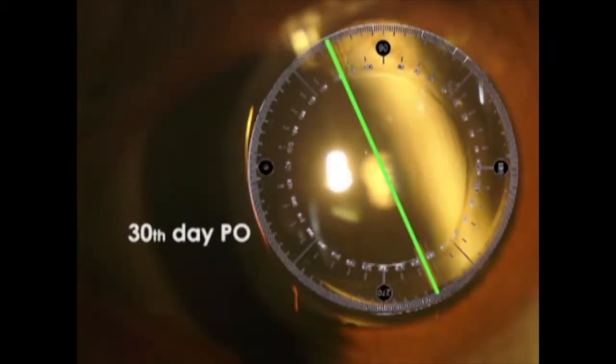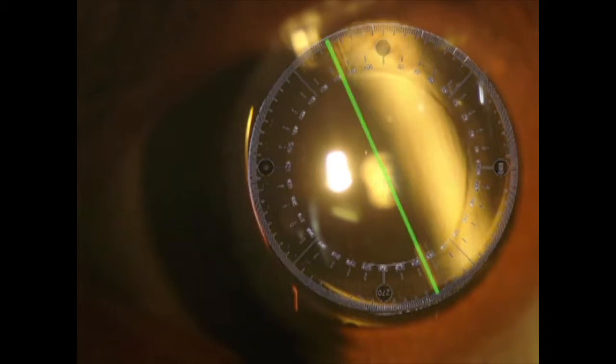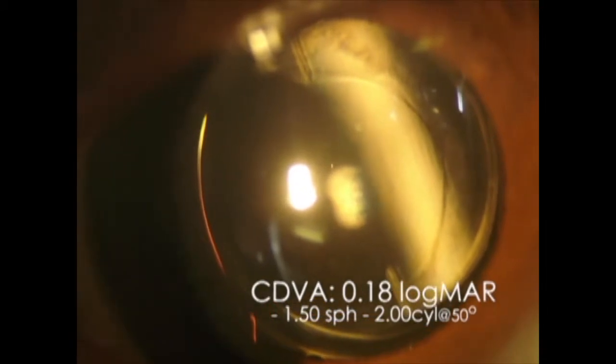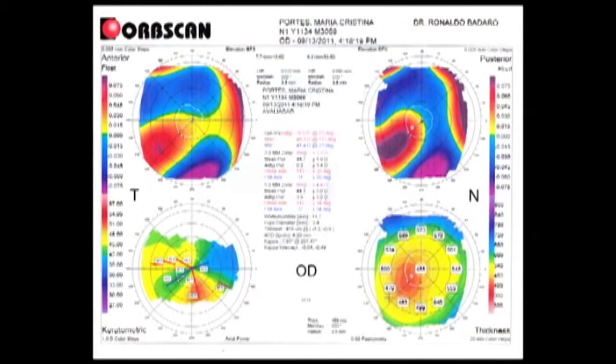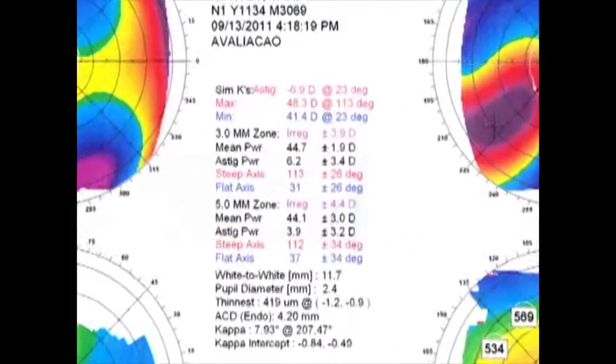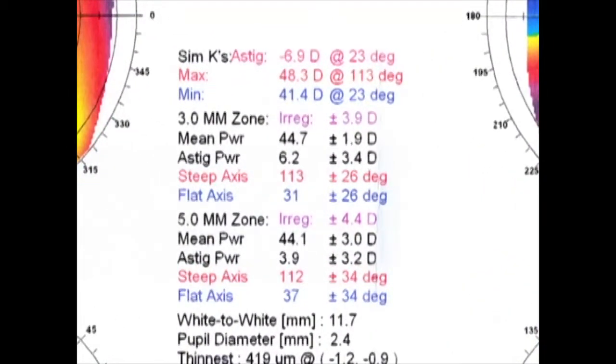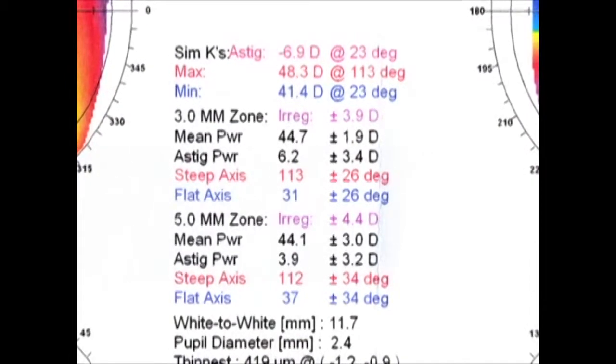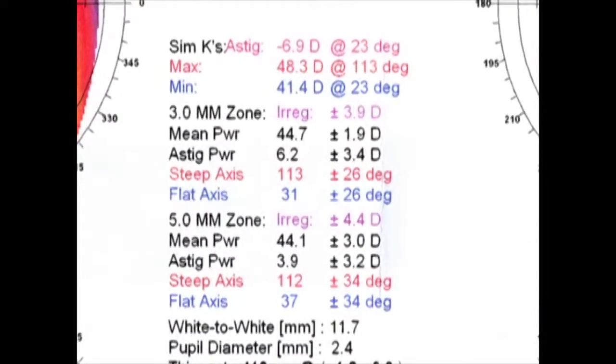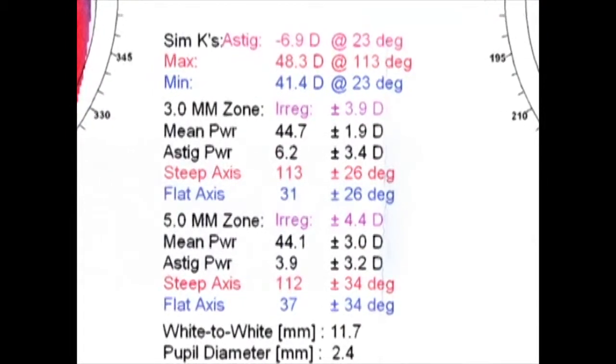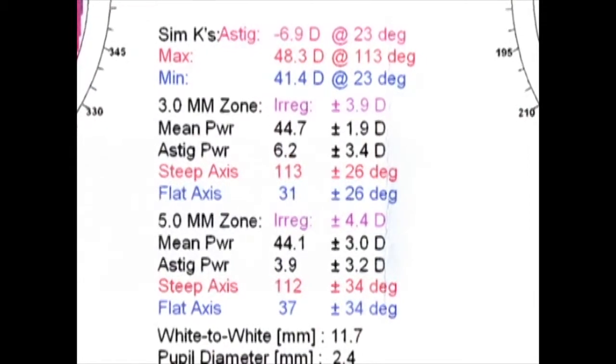Preoperative and 30th day postoperative dilated retroillumination photos shown here confirmed axis placement at approximately 115 degrees using the Adobe Acrobat software. CDVA was 0.18 logMAR with the refraction displayed here. Orbscan examination shown here on the 30th day postoperatively displayed a SimK of 6.9 diopters, a decrease of about 1 diopter from preoperative measurement, with the steepest axis at 113 degrees. The patient stated she has never seen that well in her whole life.